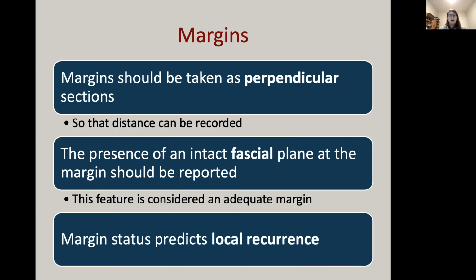All right. When we're thinking about margins, generally margins on soft tissue tumors, unless it's an amputation, should always be taken as a perpendicular section so that we can record the specific distance to the margin. If there is an intact fascial plane separating tumor from margin, even if it's tiny, that should also be reported, because this is considered an adequate margin, even if it's a millimeter. It is the margin status that predicts local recurrence, okay? And we'll see later, it is the other factors that predict metastasis.